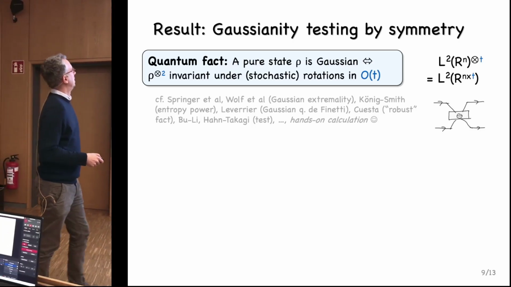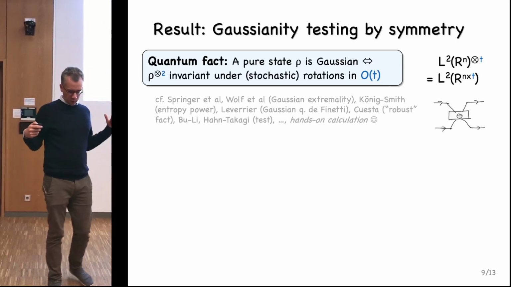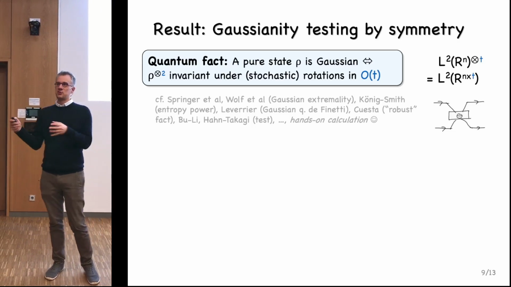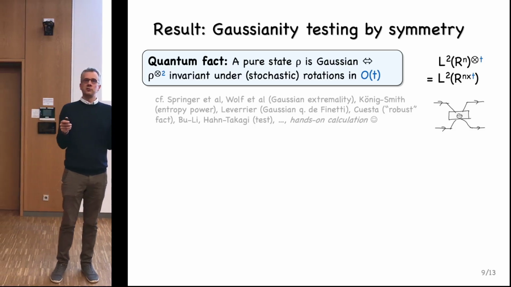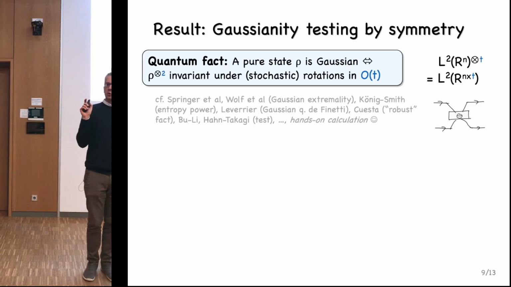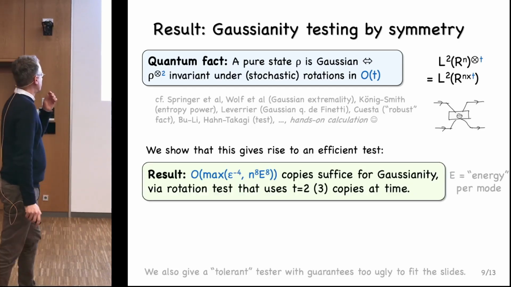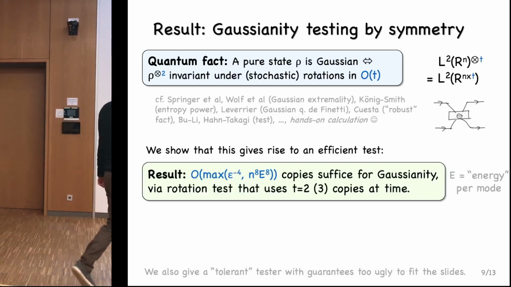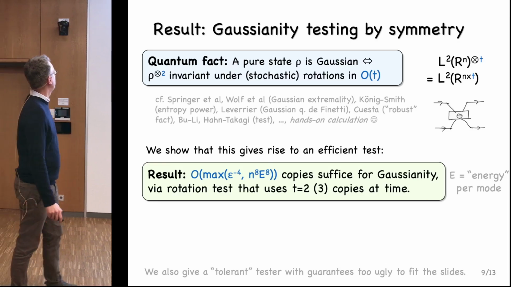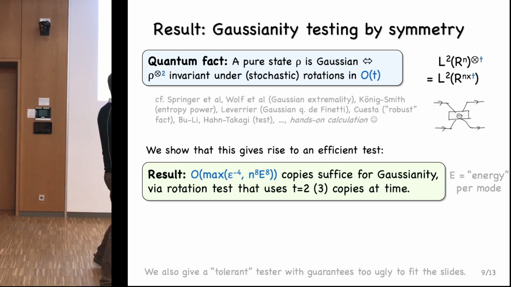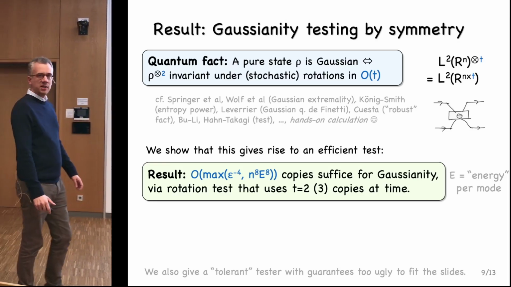Cool. So in particular, even the 45 degrees would be enough, which means, put your thing through a 50-50 beam splitter and check that what comes out is the same as what you came in with. That would be a 4-copy test. Alternatively, you can also just project onto the rotation invariant subspace, at least in theory. Okay. All right, and so what we do is we show that this gives rise to an efficient test in the sense that we can really say how many copies you need to decide whether it is a Gaussian state or epsilon far from it, where n is the number of modes and E is something like the energy per mode.